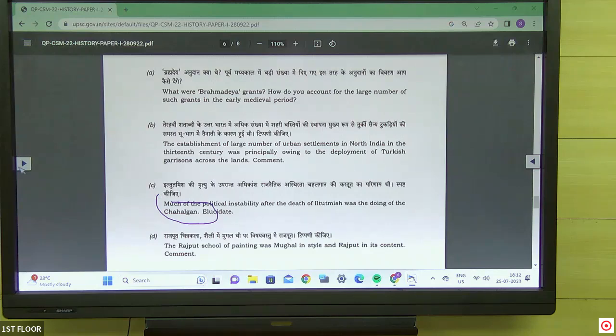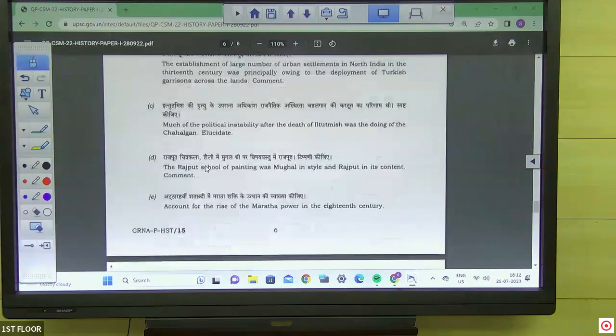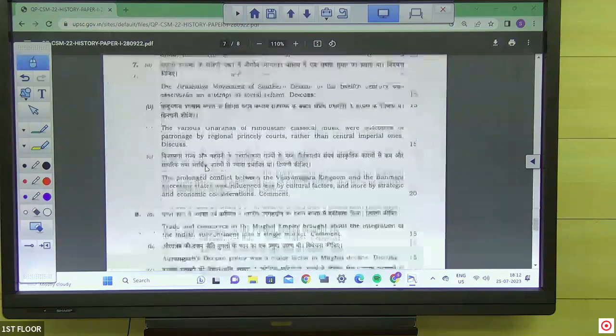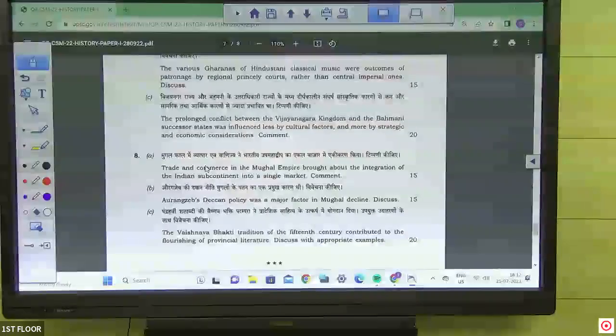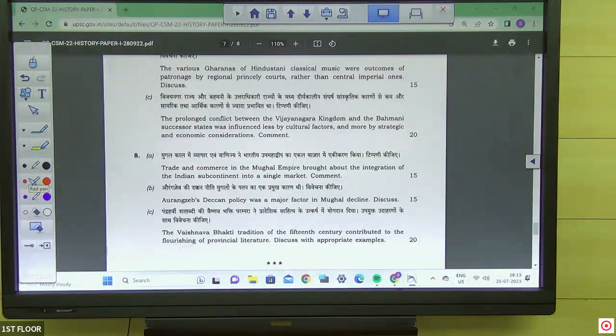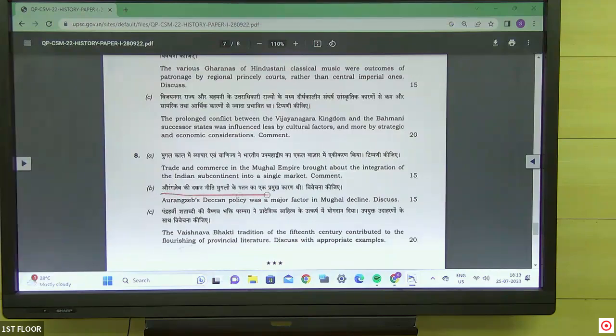And what is the last unit in medieval? The 18th century. In that, could you see Aurangzeb and the decline of the Mughals? This is Aurangzeb's Deccan policy. Because Aurangzeb died in which year? 1707. The last Mughal ruler was which person? Aurangzeb. That's the 8th question. Questions can be asked only in order.